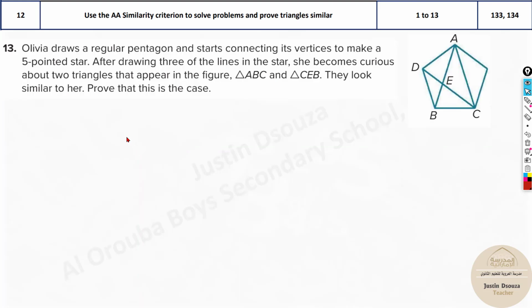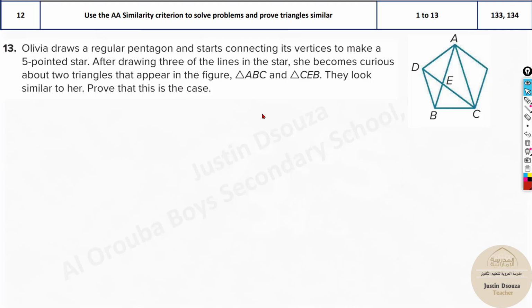Okay, now this one, 13th problem. Olivia draws a regular pentagon and starts connecting its vertices to make a 5-pointed star. Okay, so this is a regular pentagon, that's 5 sides. Regular means all the sides are equal and angles are equal. And the vertices were connected and the star is made. After drawing the 3 lines in the star, she becomes curious to know about the 2 triangles that appear, that is ABC, okay, this triangle, and CEB, okay, this one. They look similar to her. Prove that this is the case. We need to prove. So basically, they have told it's similar. We have to just prove it.